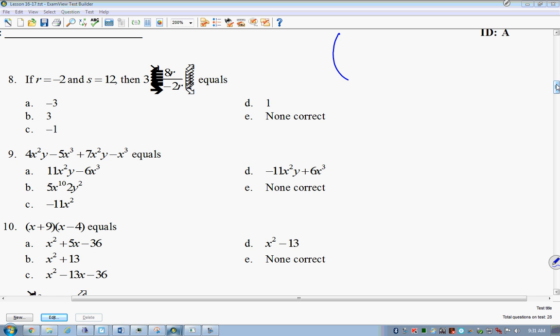My statement here is 3 times (8r over s minus 2r), and this whole thing is cubed. Okay? So this is a good question because it's more complicated. All right, well again, though, what is my first step? Mia? This is number 8, so I've kind of rewritten it up here. But it says if r equals -2 and s equals 12.